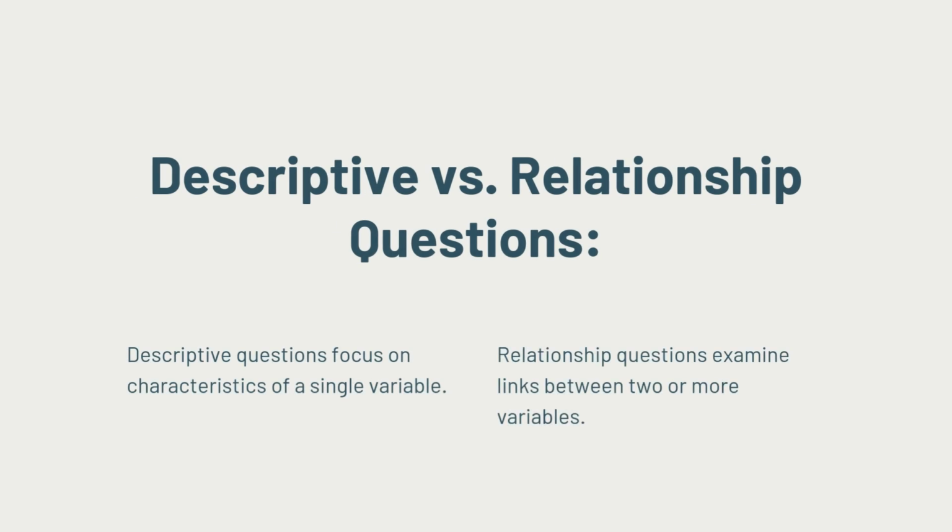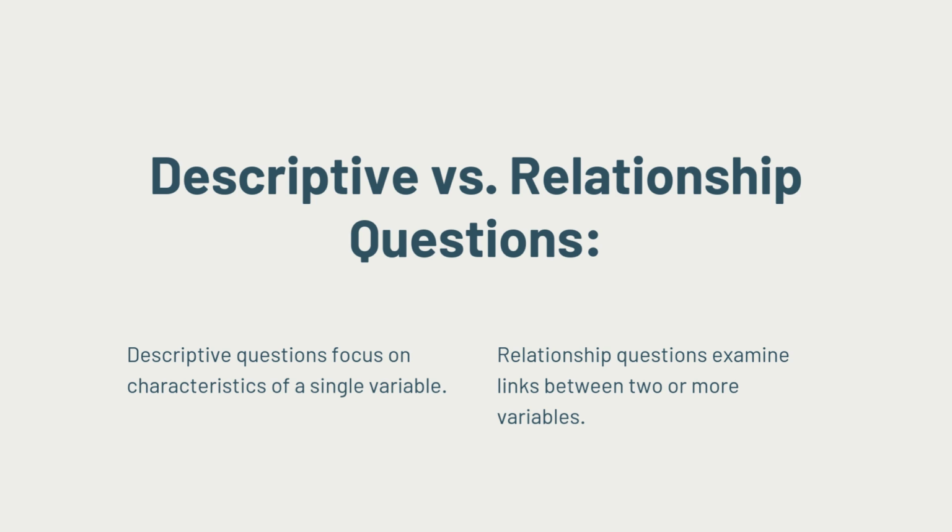Let's talk now about descriptive versus relationship questions. So, this distinction helps us determine whether we're simply observing characteristics of one variable or exploring connections between multiple variables. So, first, descriptive questions are all about understanding the characteristics of a single variable, right? Think of these as questions that provide like a snapshot or description of one aspect of what we are studying. For example, if we wanted to look at exercise habits among college students, a descriptive question might be: how many hours per week do college students spend exercising?